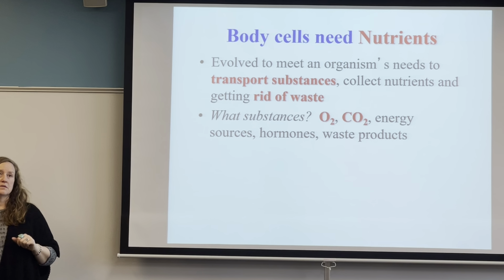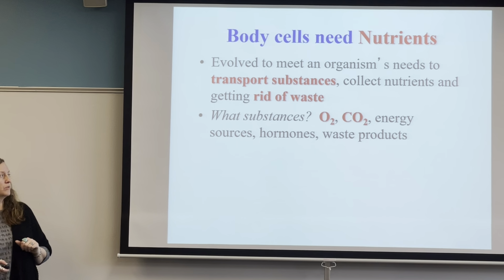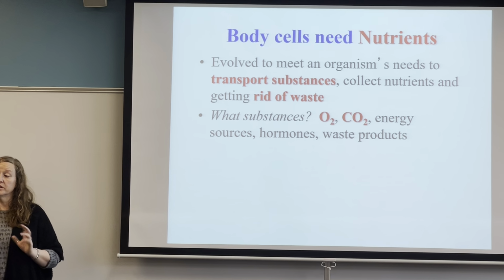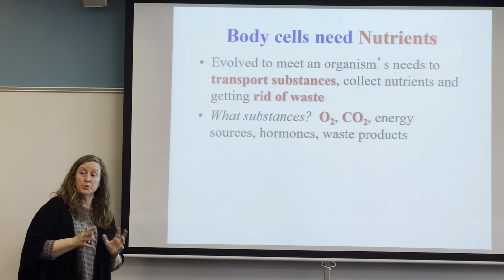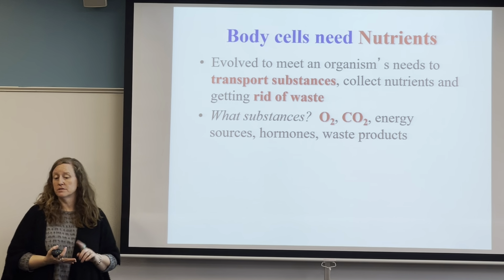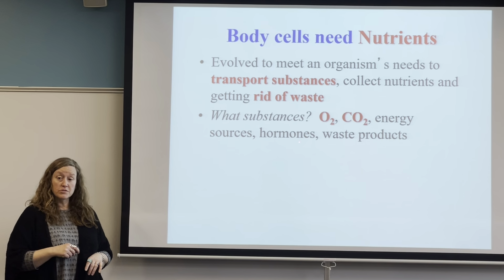So what substances are transmitted around the body? Nutrients like oxygen and carbon dioxide, and then nutrients and the bonds between those nutrients that make our energy sources: carbohydrates, proteins, lipids, and hormones.